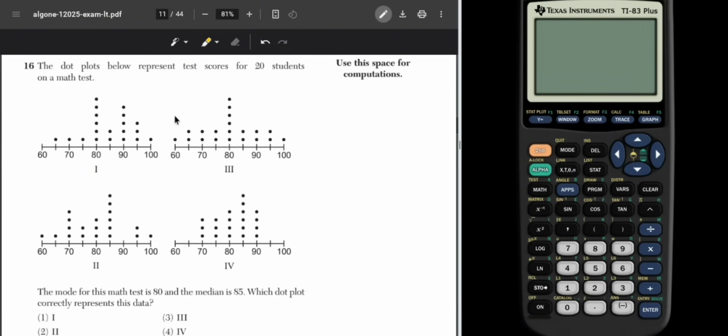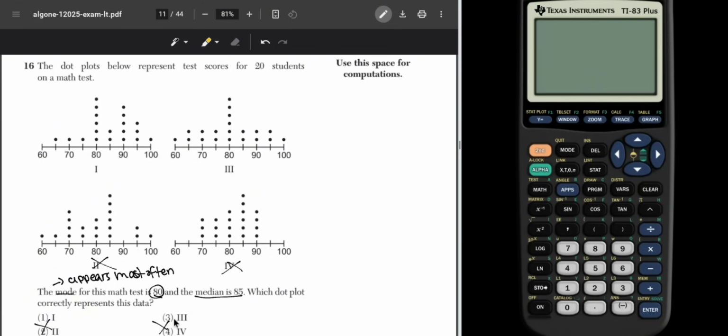Question 16 says, the dot plot below represents test scores for 20 students on a math test, and they're each labeled 1, 2, 3, 4. The mode for the math test is 80, and the median is 85. Which dot plot correctly represents the data? So, the mode is the number that appears most frequently, or most often. So if I look at all my graphs, at which point is 80 most frequent? Well, at 1 and at 3, so I can eliminate answer choices 2 and 4.